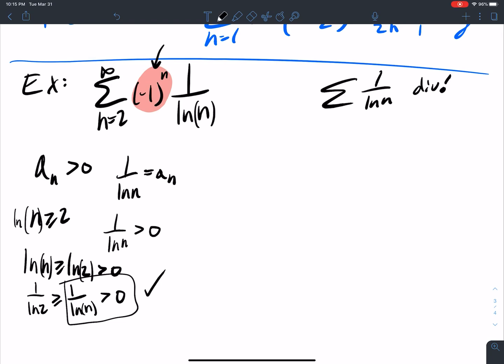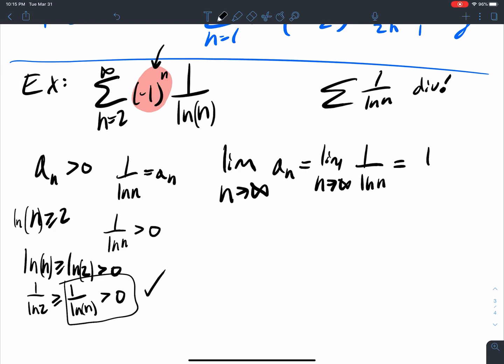All right, so let's see here. I need to show the limit as n goes to infinity of an is going to 0. So this is the limit as n goes to infinity of 1 over ln n, which is equal to 1 over, looks like infinity, which is going to be 0. Bingo. All right, we're good here.